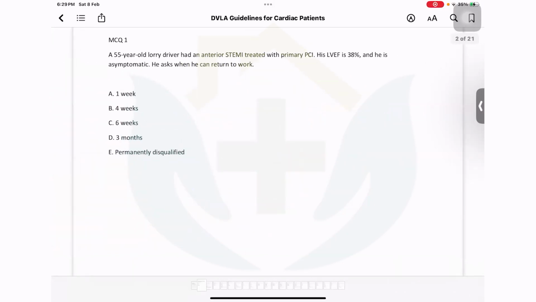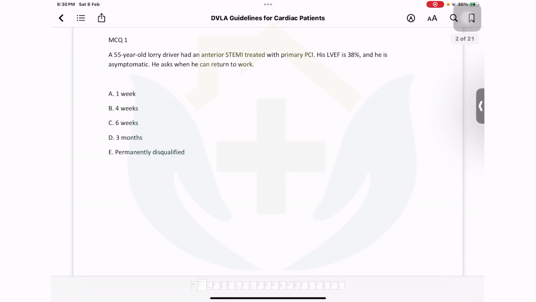Now, we will do the MCQs directly. A 55-year-old lorry driver. Just a second. Can you read the question, please? Someone? Anyone?